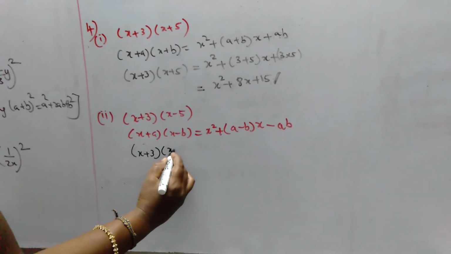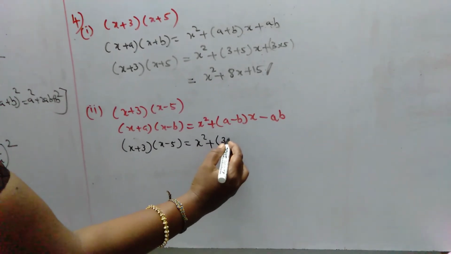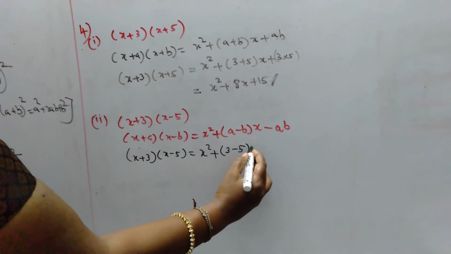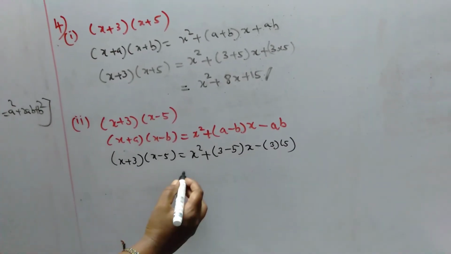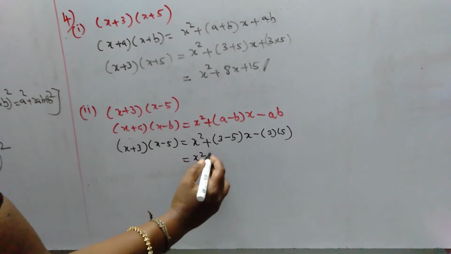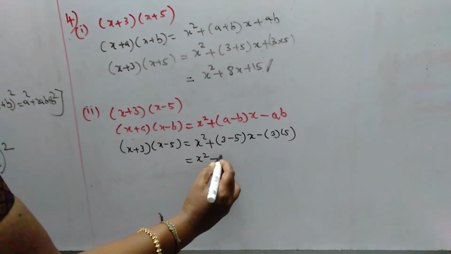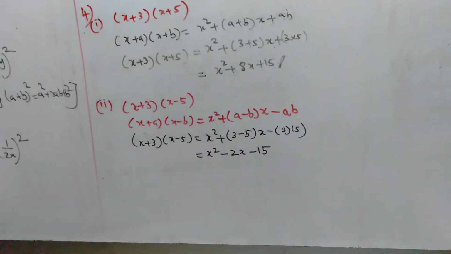x plus 3 into x minus 5 equals x square plus 3 minus 5 into x minus 3 into 5. So which is equal to x square, 3 minus 5 is minus 2, so minus 2x minus 15.